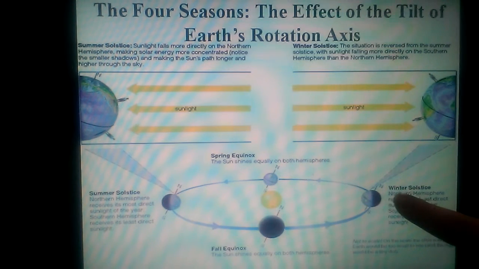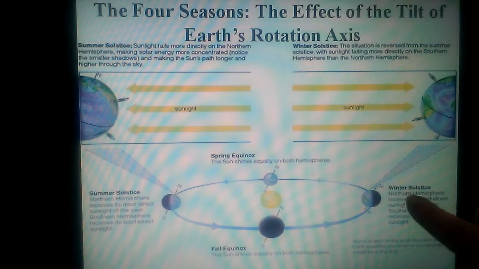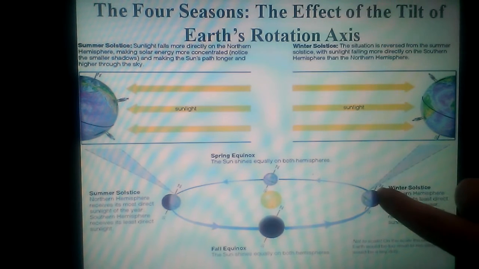Now, your solstice depends on which direction you're pointing. So in this little picture on the side to the right, the northern hemisphere is facing away from the sun. And if you notice, the northern polar regions are shadowed. In fact, the North Pole won't receive any light during winter solstice, or the darkest day of the year.